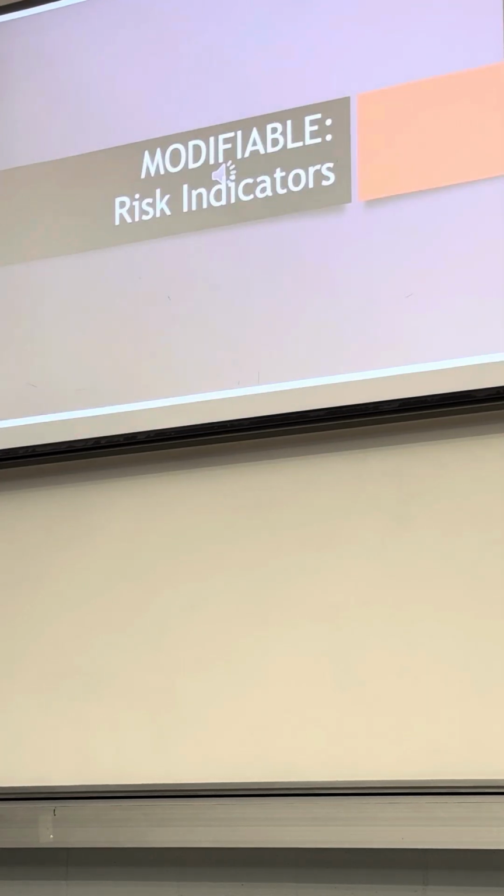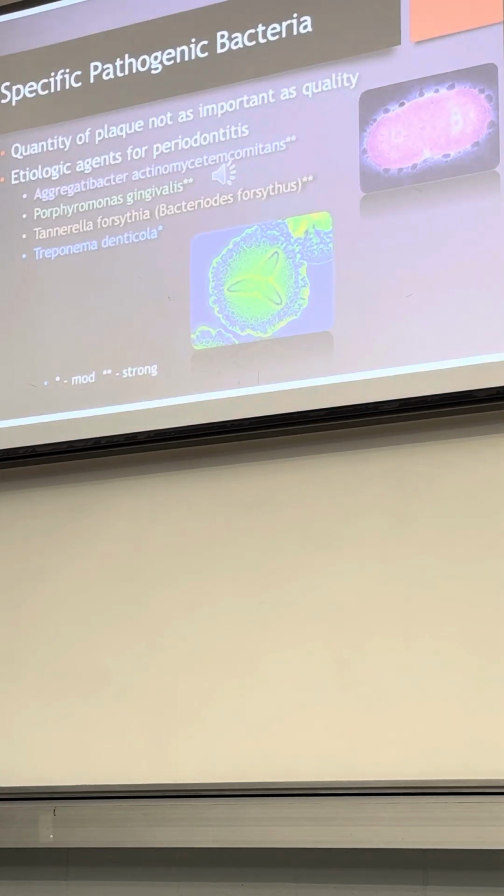Okay, let's talk about some of the modifiable risk factors. Specific pathogenic bacteria: the quantity of plaque is not as important as the quality. We've talked a little bit about, with some patients, the need to identify what bacteria is there. Etiologic agents, we know, are those very specific bacteria. Those are important. You're going to keep seeing those over and over, so go ahead and commit them to memory. The little key on the bottom there: the stronger ones are your A. a., P. gingivalis, and T. forsythia. Those are the three that have a stronger response, and T. denticola is more of a moderate.